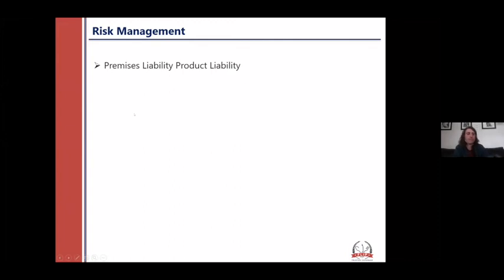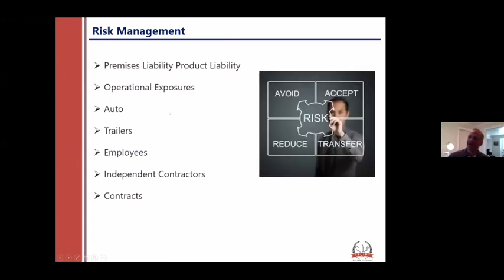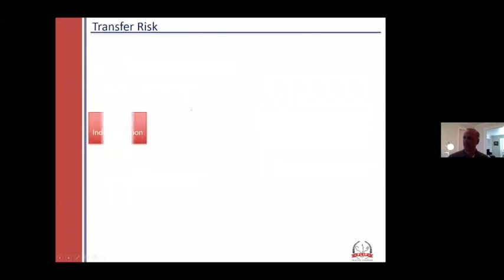Thank you. Okay. So basically, we've talked about all these things. We've identified some problematic areas. Now we've got to say, what are we going to do with them? When you're talking about what to do with these exposures, these risks, I can avoid it, I can reduce it, I can accept it, or I can transfer it. And we're going to talk about more of acceptance and transfer as we move forward.